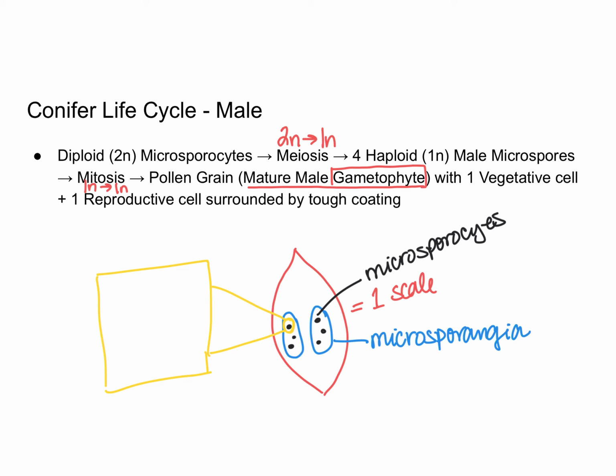So each pollen grain, and that's what I'm going to draw here, consists of a tough coating, and this is the pollen coat. And it just helps to protect what is inside this piece of pollen. Inside this pollen, there are 2 cells.